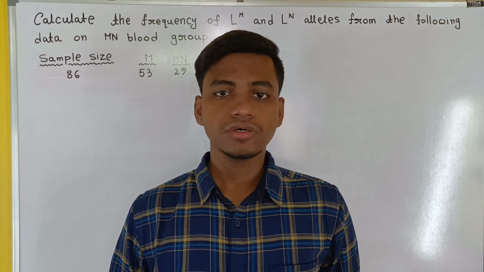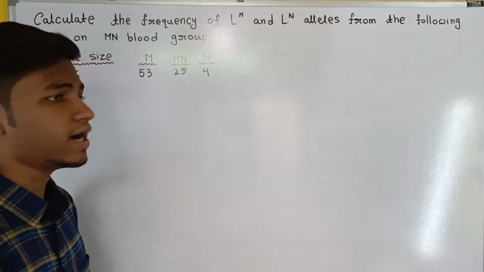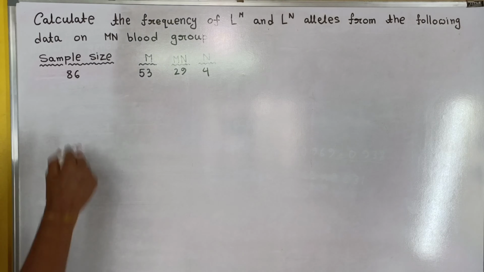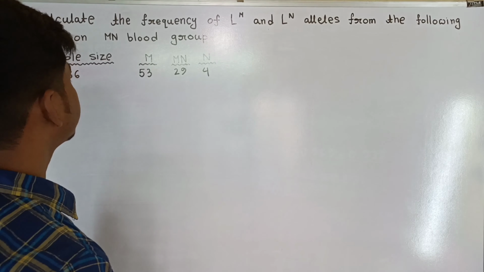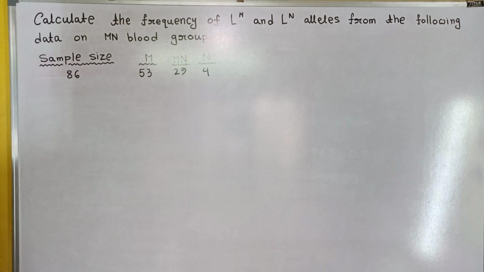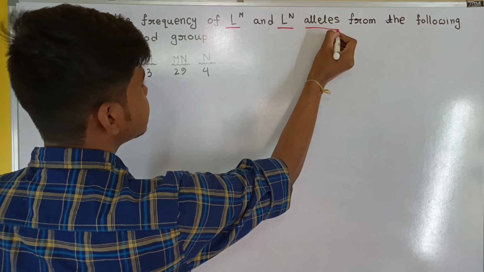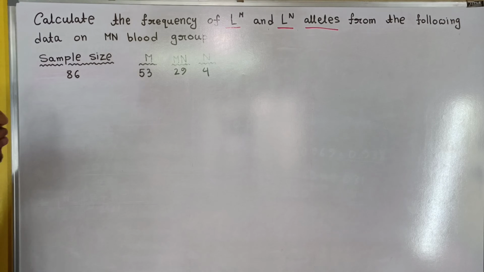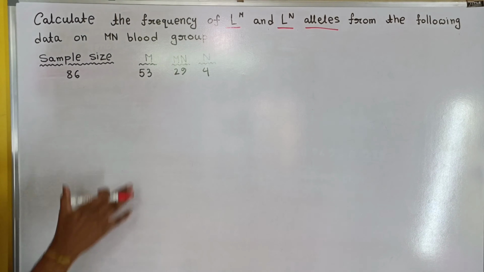So friend, now we will discuss the second mathematical problem of population genetics of Hardy Weinberg equilibrium. Our second mathematical problem is to calculate the frequency of LM and LN allele from the following data on MN blood group. So in this problem we have to calculate the LM and LN allele frequency. This is the data from where we calculate the frequency of LM and LN allele.